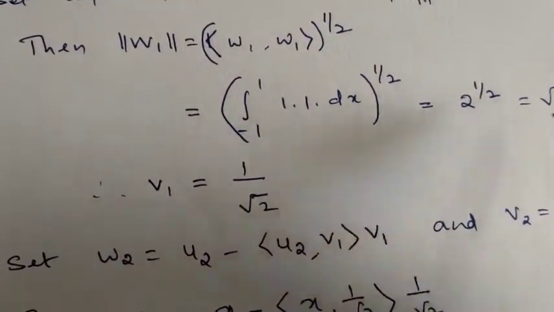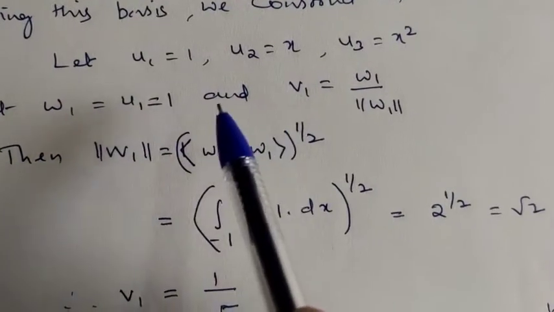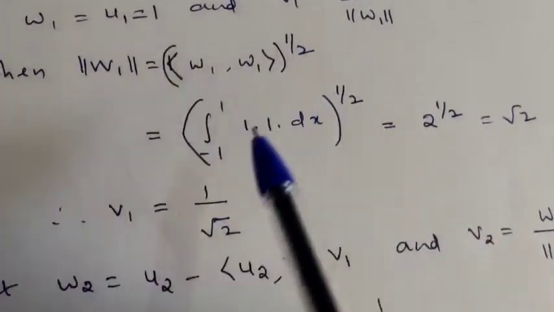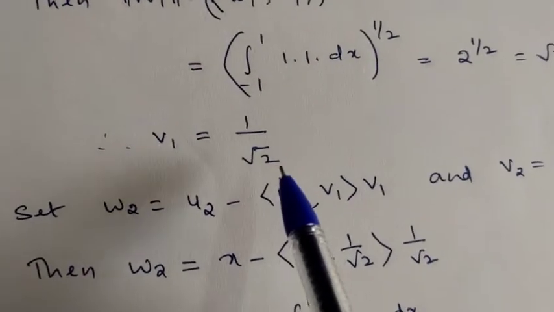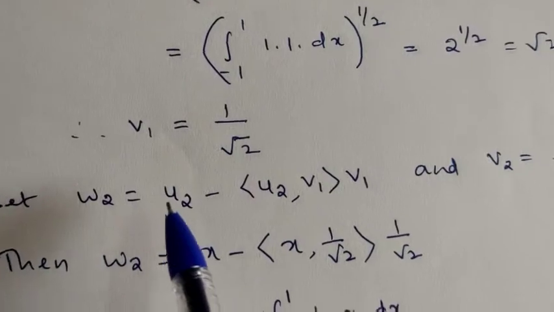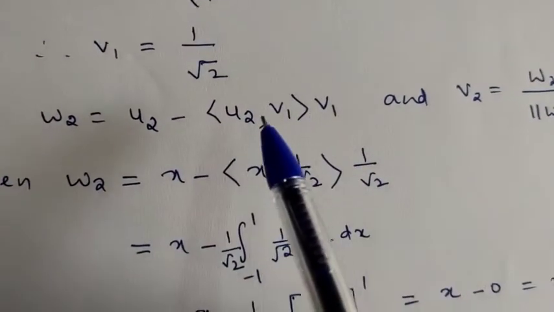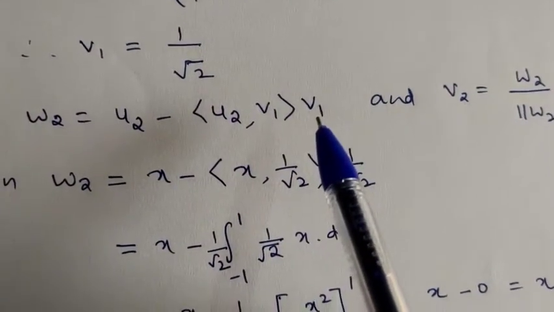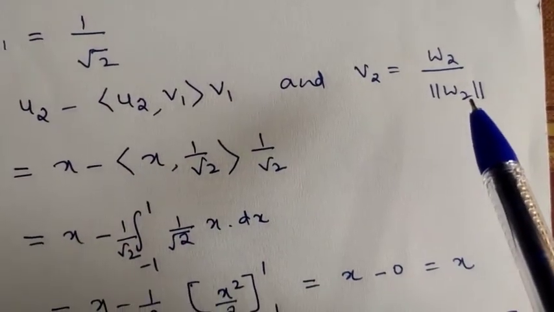Therefore, v1 is w1 by norm of w1. w1 is 1 and the norm of w1 is root 2, therefore v1 is 1 over root 2. Okay, so we have constructed one orthonormal vector. Set w2 equal to u2 minus the inner product of u2 comma v1 into v1, and v2 is w2 by norm of w2 as usual.